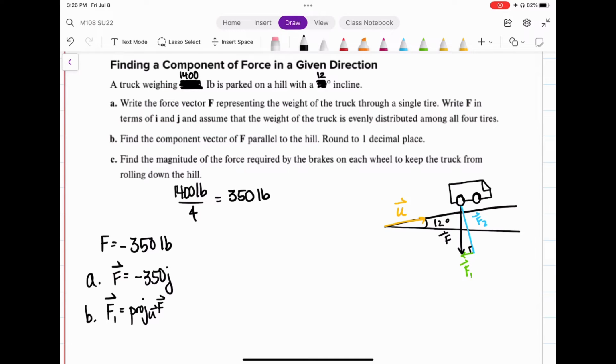Recalling that this is calculated by taking the dot product of vector F times vector U divided by the magnitude of vector U squared times the vector U.